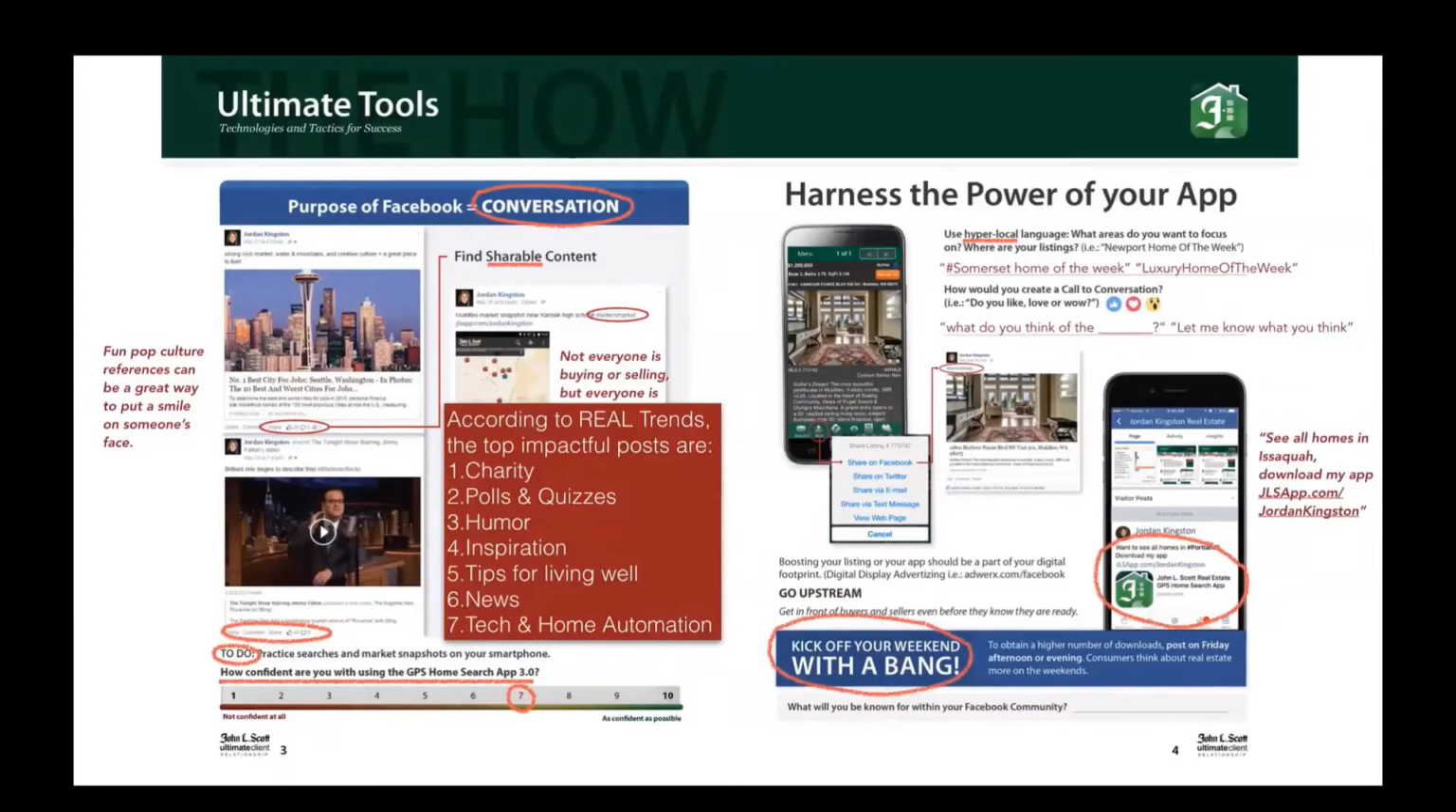And start your weekend off with a bang. We have data that shows that if you post these on a Friday or early Saturday, people are interested on weekends more than they are the rest of the week, especially the upstream buyers. They just like driving open houses, or if the right thing showed up, they're not actively searching, but they're curious. You'll get more downloads when you post these towards the weekend than you do at any other time.